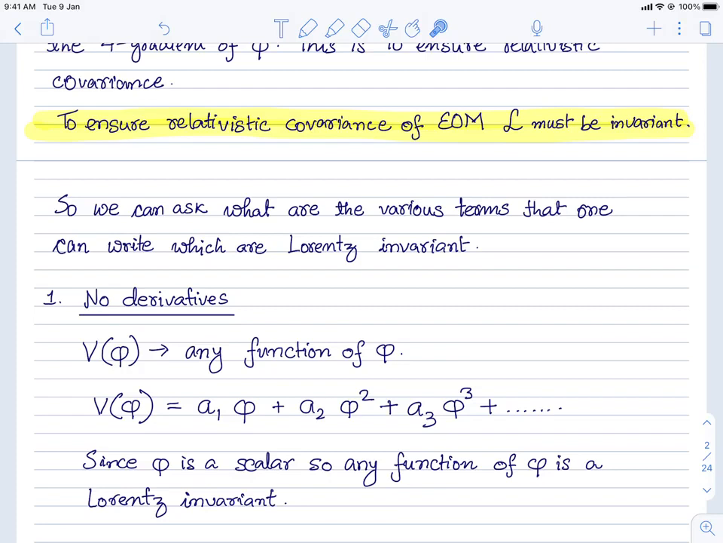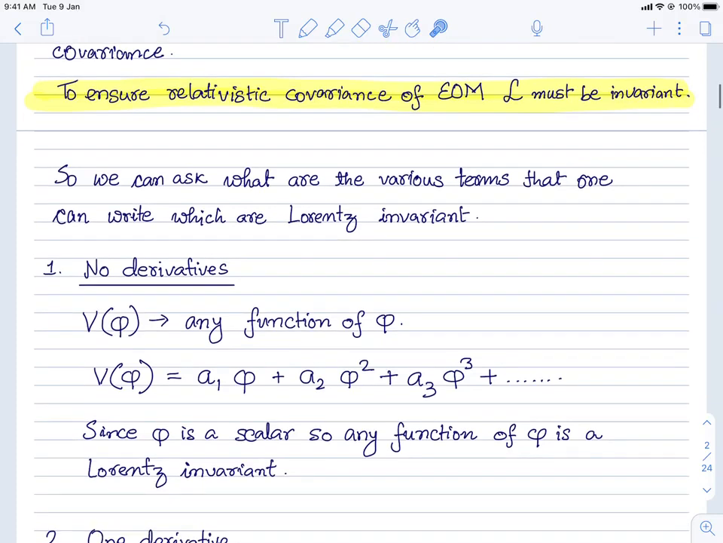Okay, so the first kind of term in that classification would be terms which don't have any derivatives of phi in them. Okay, so that can be any function of phi.